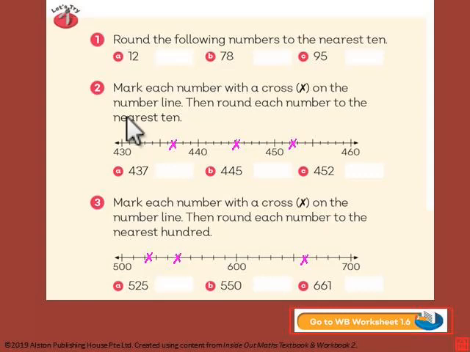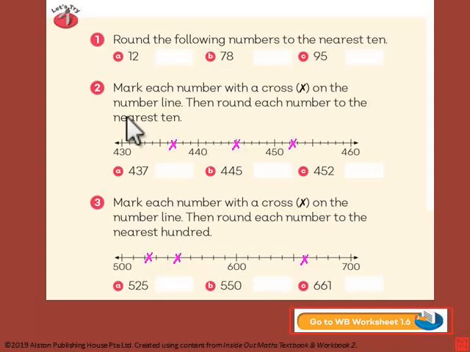Next, letter B, 78. If we make a number line from 70 to 80, 78 is near to 80. So the answer is 80.